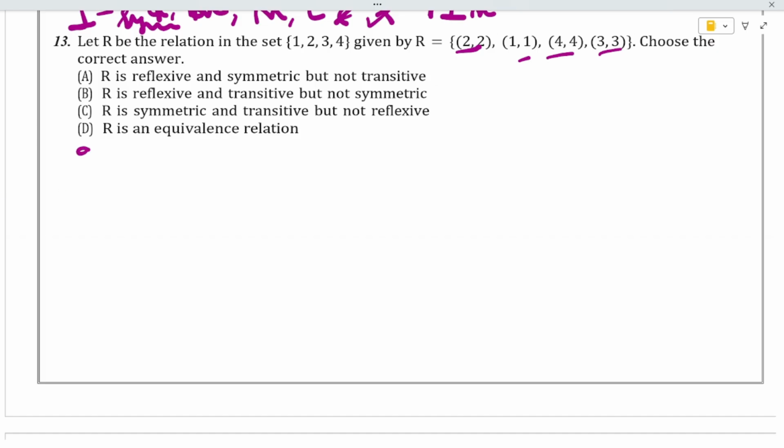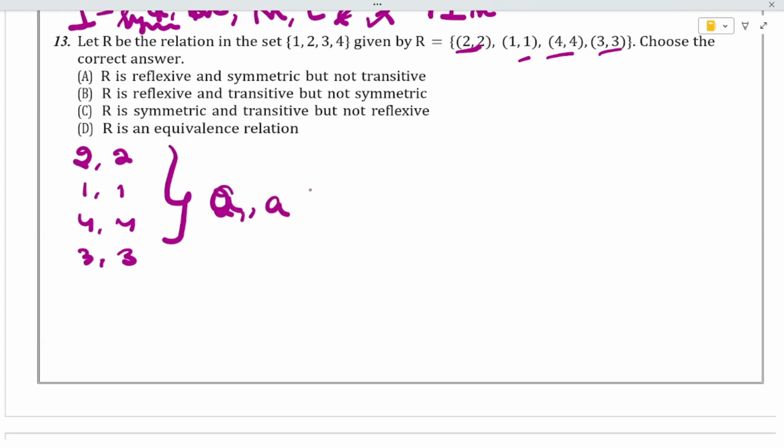First, let's see what sets they have given: (2,2), (1,1), (4,4) and (3,3). They are all of the form (A, A). That means (A, A) belonging to R is of reflexive type. It is confirmed as reflexive because the set given is {1, 2, 3, 4}, and all four elements are related to themselves. So the answer is that it is reflexive.